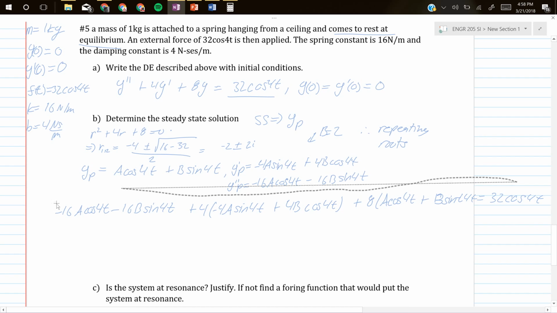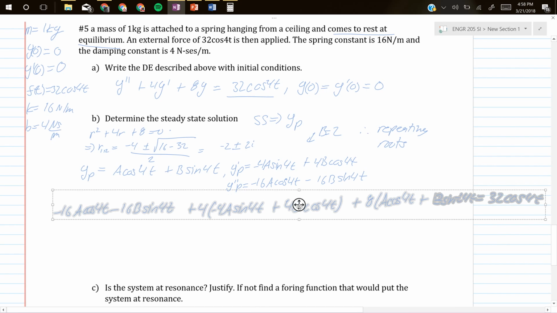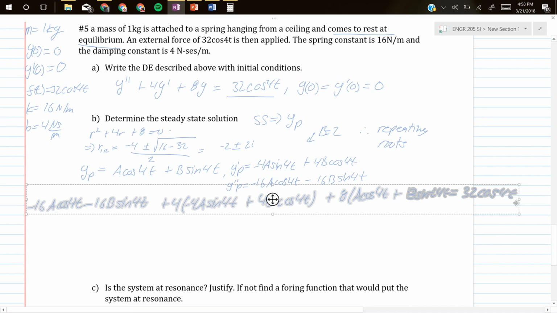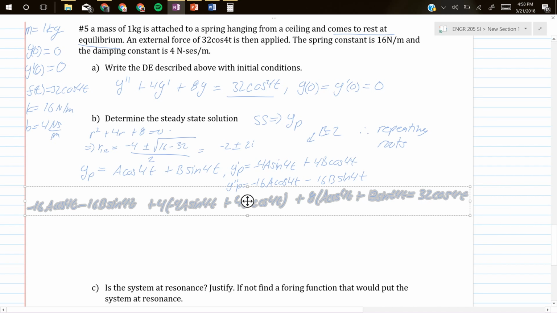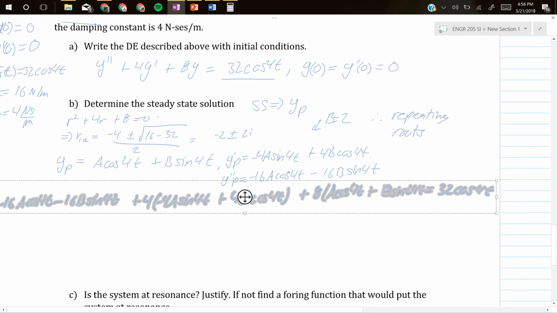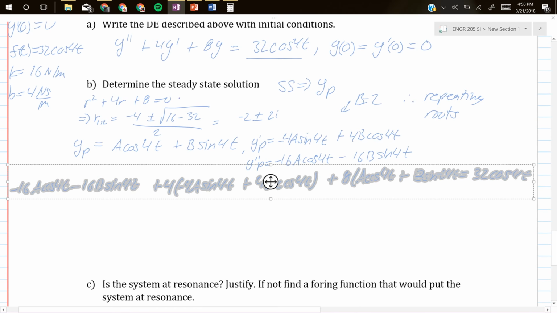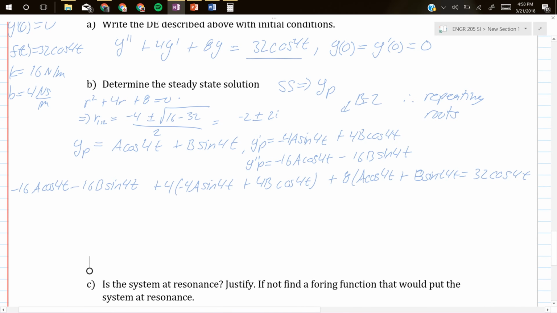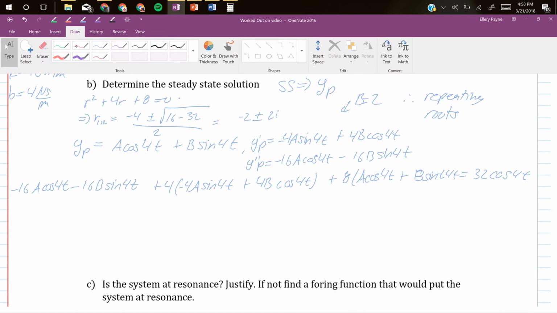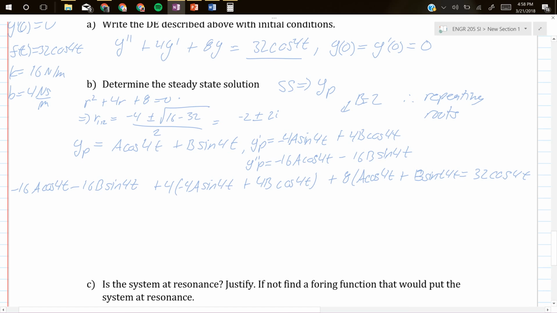I'm going to make this a little bit smaller, fit all on the page. Going to switch to a different color so it's easier to track what I'm doing. So now we have, so this right here is negative 16a cosine 4t, negative 16b sine 4t. Let's see if there's any major things we can cross out.